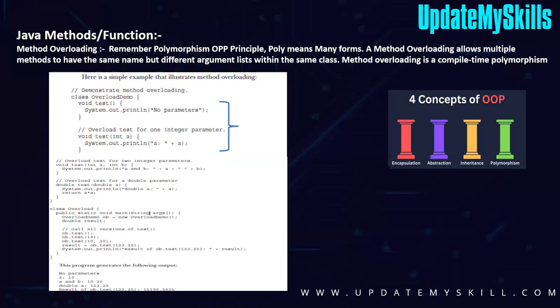Method overloading is a compile-time polymorphism. There are two types of polymorphism: compile time and runtime. Compile time means that while writing the code, we know how this method is going to work. Runtime polymorphism means we don't know how this method will work until we execute the code. I will talk about runtime polymorphism in the next subsequent classes.